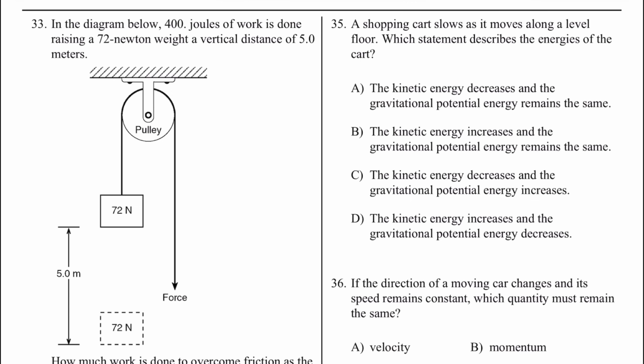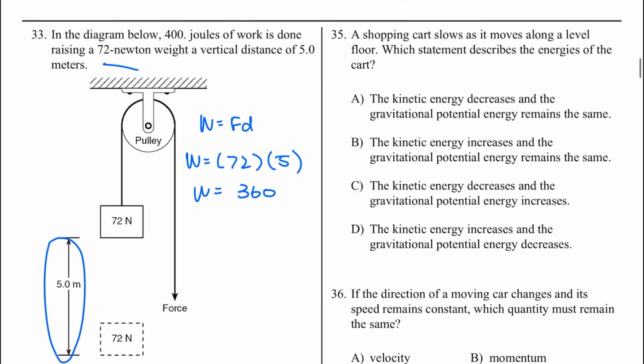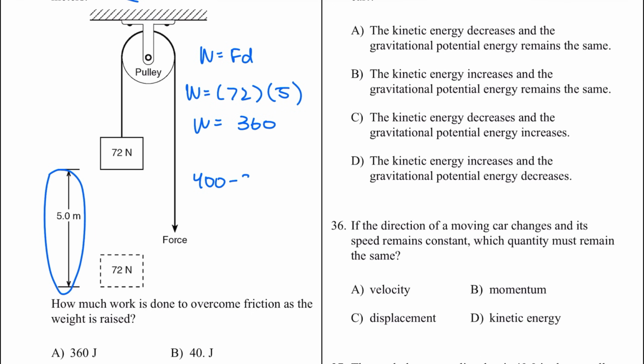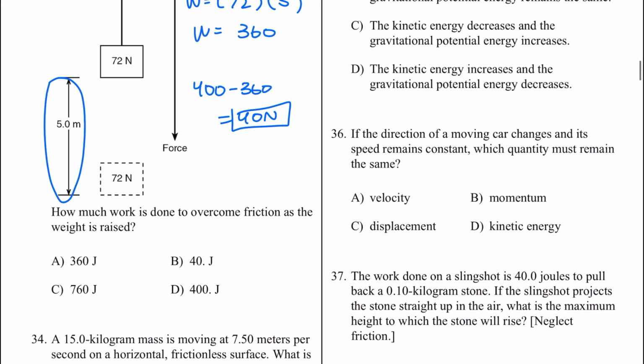So the formula for work is work equals FD. So it gives us force and distance, so we just plug in. So work is equal to force, 72 newtons. So 72 times distance, 5 meters. So work is going to equal 360. But it tells us that the total work done was 400 joules. So that means 400 minus 360 equals 40 newtons. So this 40 newtons was specifically done just to combat friction. So the answer is B.